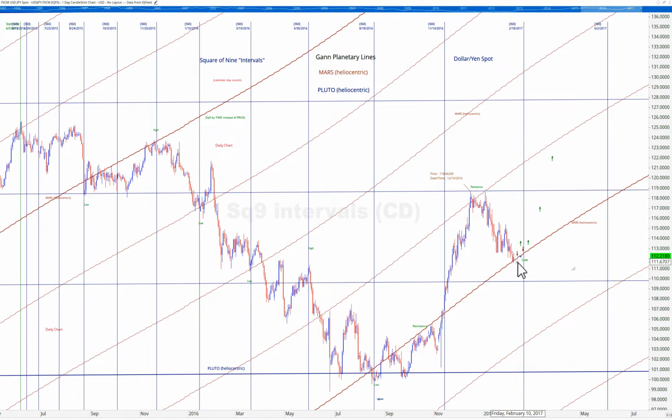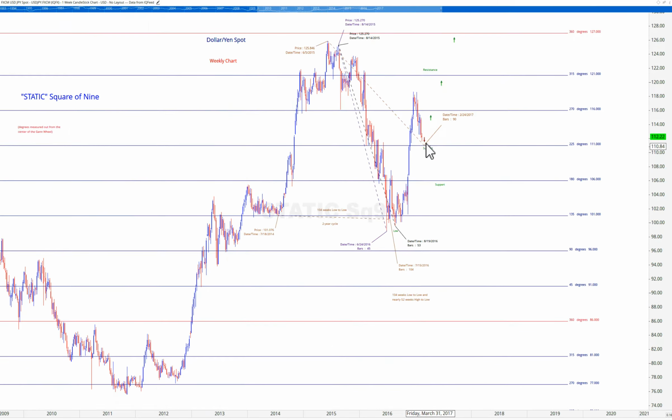And again, you have the square of 9 intervals pointing February 18th. It's likely that you'll trade sideways for another week or two, and then by the 18th of February, I would expect dollar yen to start moving up. Again, 225-degree line on the static square of 9 should be pretty good support at 111. And again, the 90-week cycle sets up a change in trend from the third week of February.